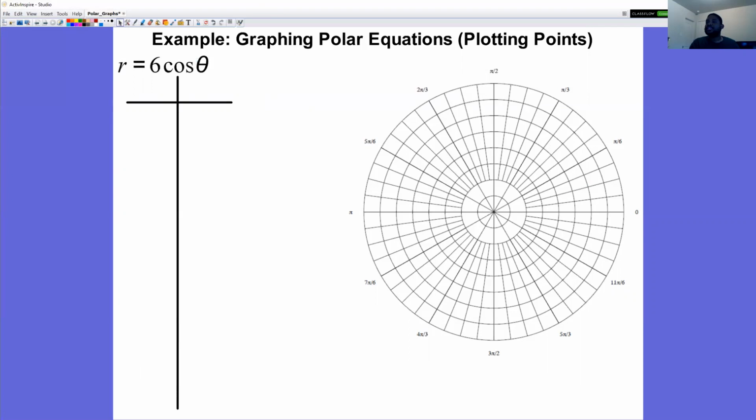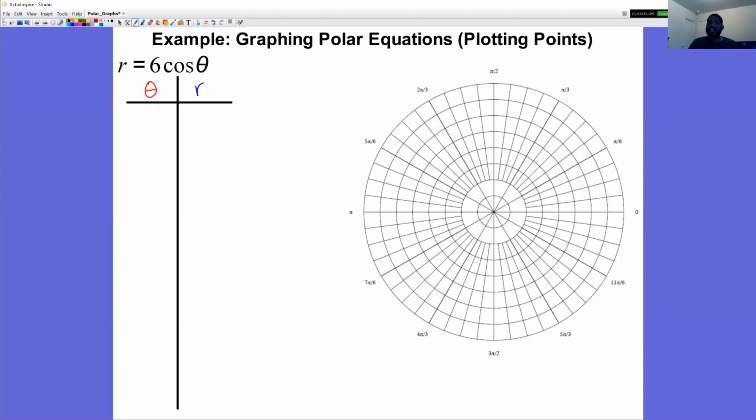Extend this further so we can have enough. All right. So we're going to make a table. In our first column, we're going to put theta. And then in our second column, we're going to put r. So what we're going to do is pick some theta values, and for each theta value, we will compute r values and then plot the point as we get it.